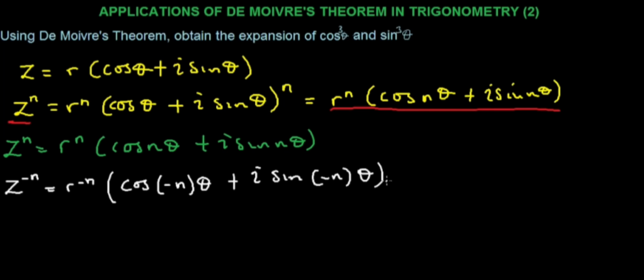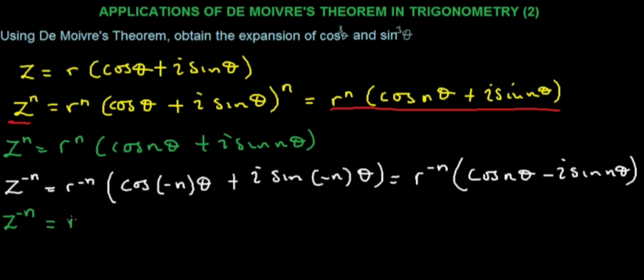So this is also the same thing as writing R raised to power minus n into the cos of n theta, then a negative of sine in the first quadrant will be negative. So in that case, I'll just write a negative i sine of n theta. So the second thing we want to work with is when Z is raised to power minus n, we will have R^(-n) into the cos of n theta minus i sine n theta. This will be our second notation.